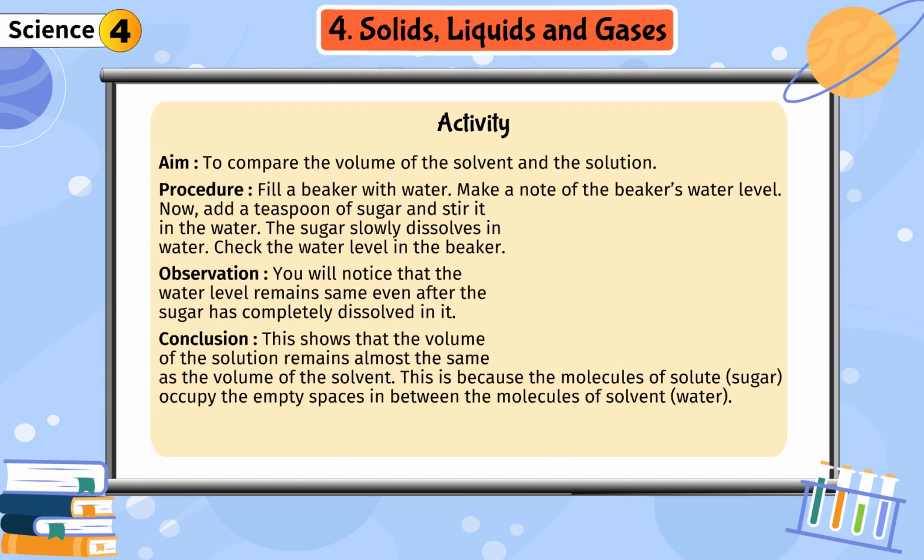Activity. Aim: to compare the volume of the solvent and the solution. Procedure: fill a beaker with water. Make a note of the beaker's water level. Now, add a teaspoon of sugar and stir it in the water. The sugar slowly dissolves in water. Check the water level in the beaker. Observation: you will notice that the water level remains the same even after the sugar has completely dissolved in it.